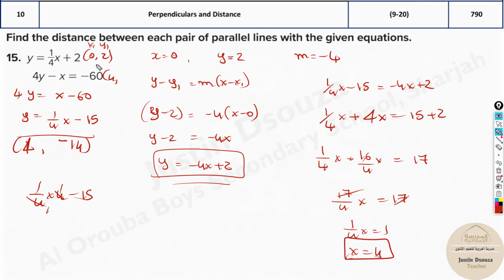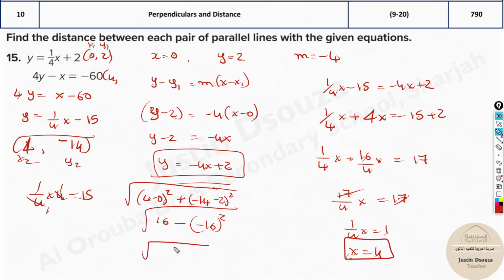So x1, y1, x2, y2. Use the distance formula. It will be x2 minus x1. So it is 4 minus 0 the whole square plus negative 14 minus 2 the whole square. Now here it will be 4 square is 16. And over here what happens is minus 14 minus 2, it's minus 16 the whole square.